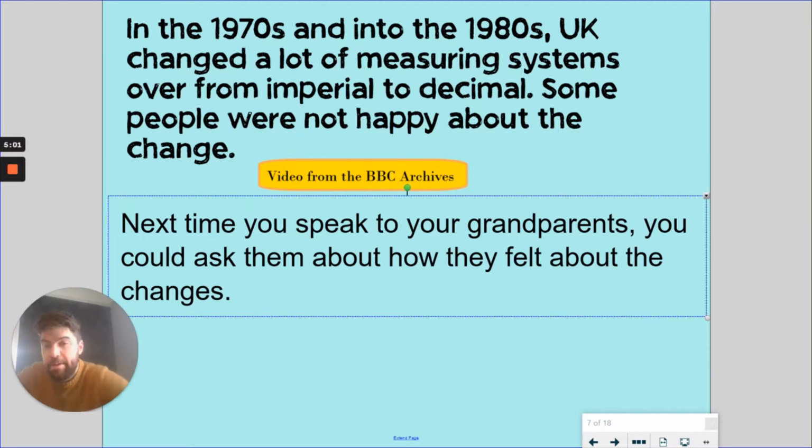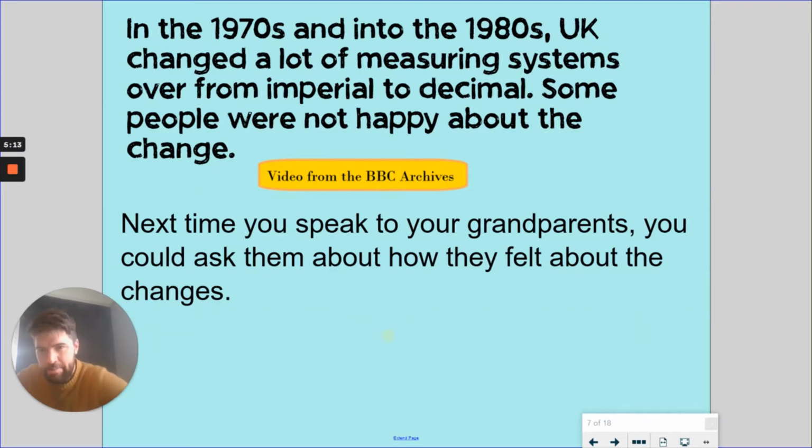But the change happened mainly around the 1970s and 80s. The UK changed a lot of its measuring system over from imperial to the decimal metric system. Now, some people were not happy about this. I know we're going down a bit of a history route here, but before we crack on with our maths, let's have a little look at a video which gives some interviews with people, I think from 1979, about their thoughts on the change from imperial to metric.